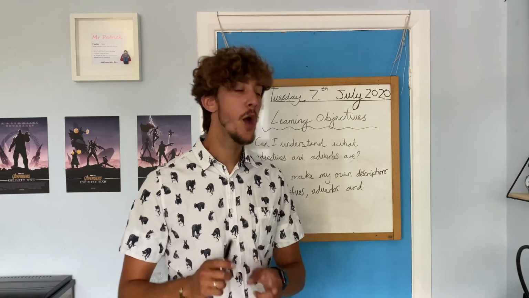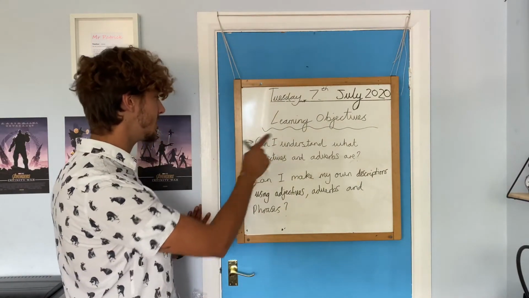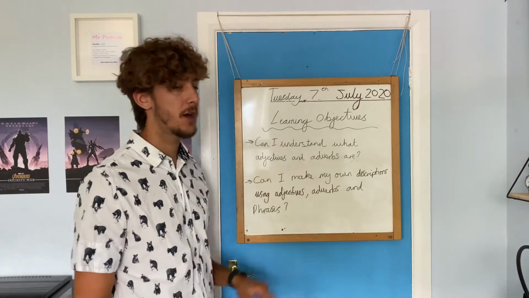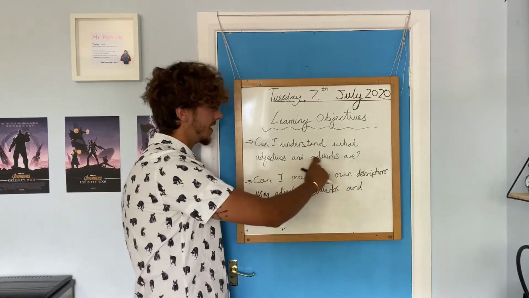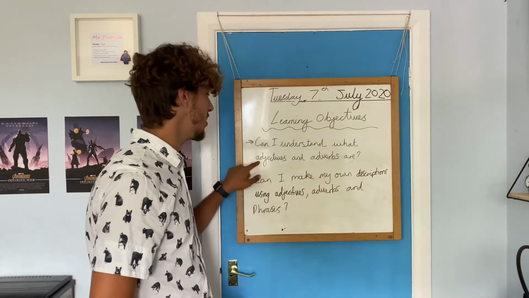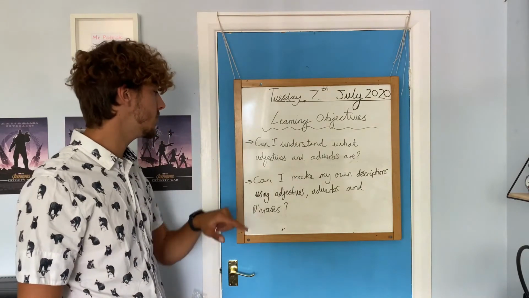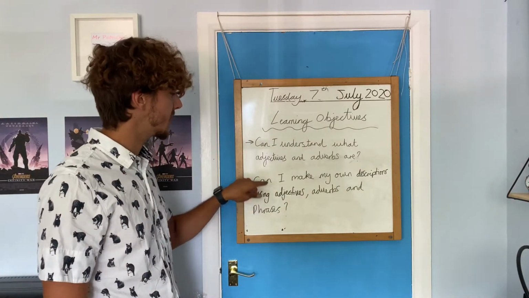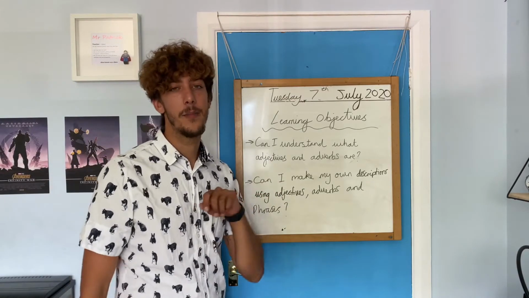Now today we are going to be looking at these objectives. So, can I understand what adjectives and adverbs are? We spoke about these yesterday. We're going to be looking at adverbs in more detail today, and we've done lots of adjective work at school, so we should know what adjectives are anyway. And this next one says, can I make my own descriptions using adjectives, adverbs and phrases? And we're going to talk about that a bit later too.